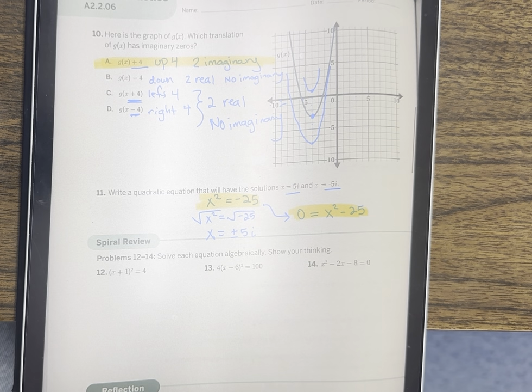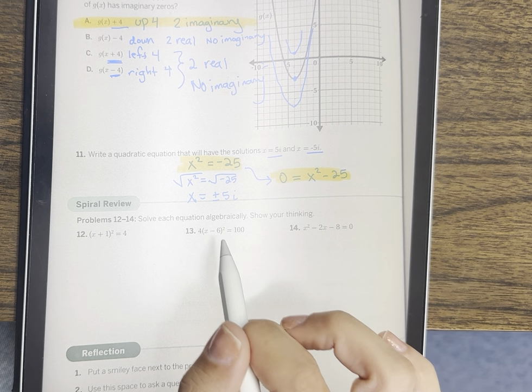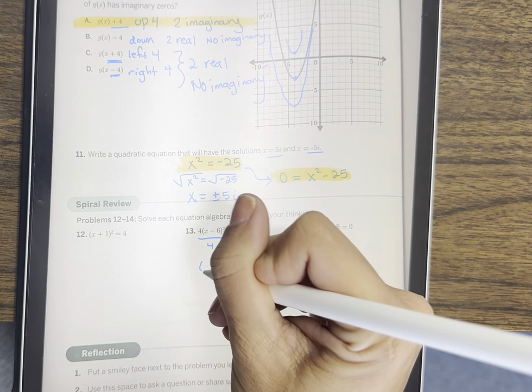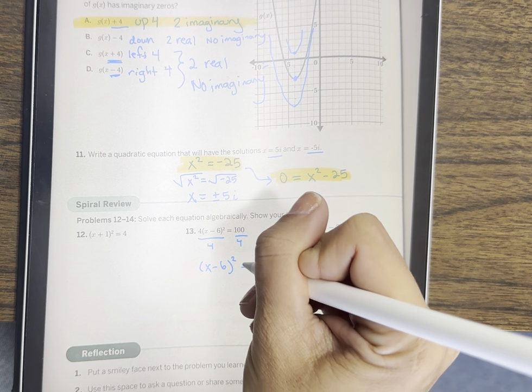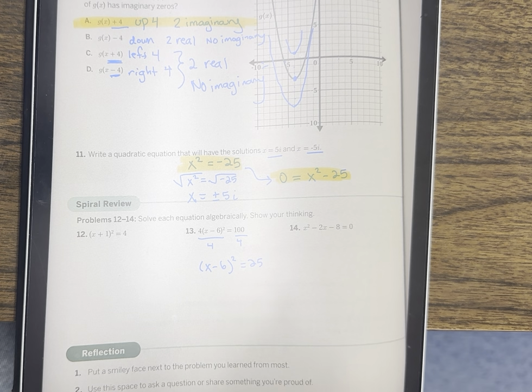Now solve each equation algebraically. This is the spiral review. I don't really feel like doing all of it, you guys, so let me show you. I'm going to skip this one because it's like this one, but it's missing the first step of dividing by 4. So now see, these are similar. You solve them the same way.